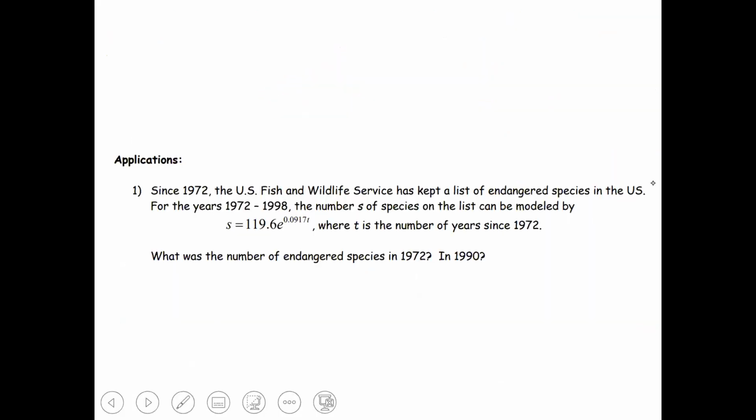Okay, so let's go ahead and move on to the application part of this. So it says, since 1972, the Wildlife and Fish Service has kept the list of endangered species in U.S. between 1972 to 1998. The number of species can be modeled by this equation with the e, and that's why I want to show you guys a real life application. So you're like, what is the purpose of me learning about Euler's number? What do we do with this? Well, this is how you apply it to real life, where T is a number of years since 1972. So between 1972 to 1998, how many years do you guys have in between there?